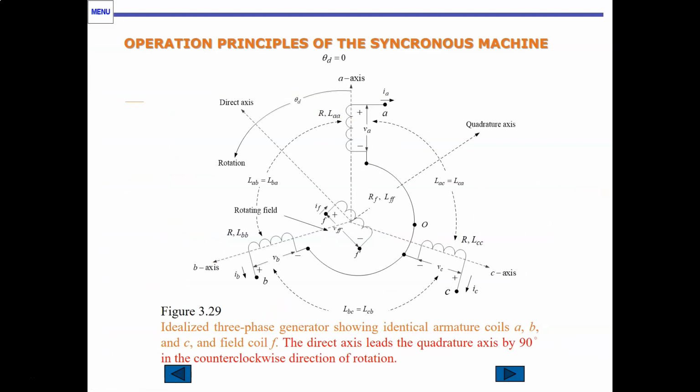Here is the figure from the book. It's somewhat similar, a little bit different in notation. But you have the A, B, and C axes, and we have the field winding, which, as you see, represents the D axis and follows the D axis. So this is an idealized three-phase generator showing identical armature coils and a field coil. The direct axis leads the quadrature axis by 90 degrees in the counterclockwise direction of rotation.